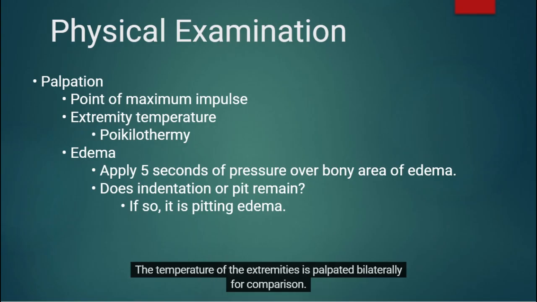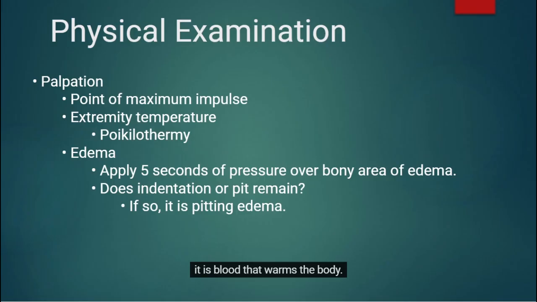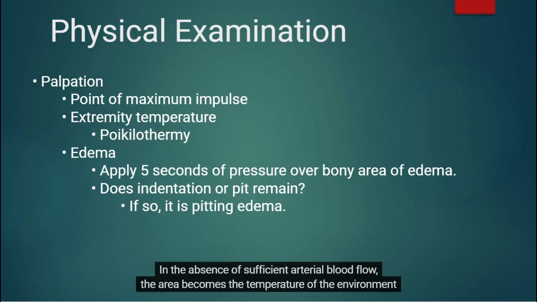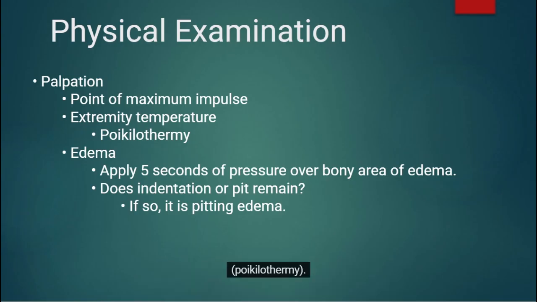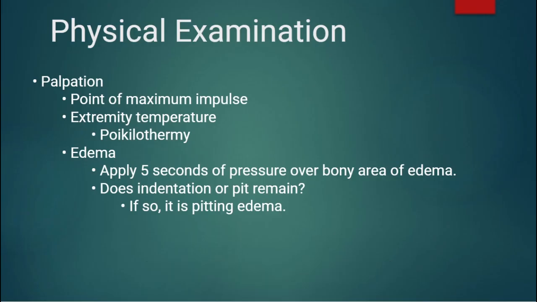The temperature of the extremities is palpated bilaterally for comparison. Palpation begins proximally and moves distally along the extremity. In areas of decreased arterial blood flow, the ischemic area feels cooler than the rest of the body, because it is blood that warms the body. In the absence of sufficient arterial blood flow, the area becomes the temperature of the environment, poikilothermy. A warm or hot extremity indicates a venous return problem.